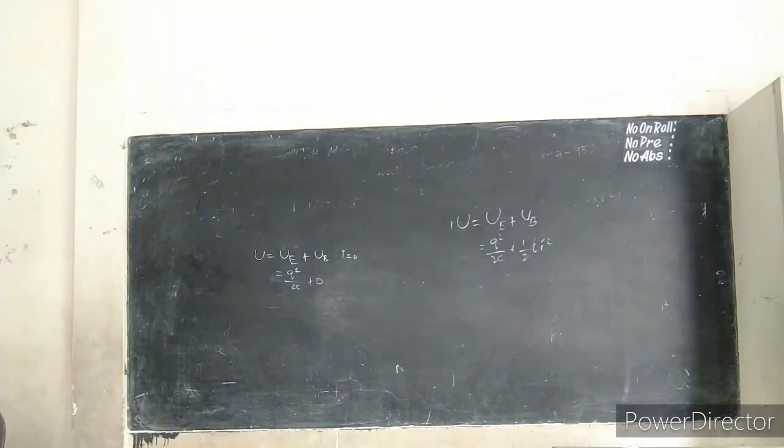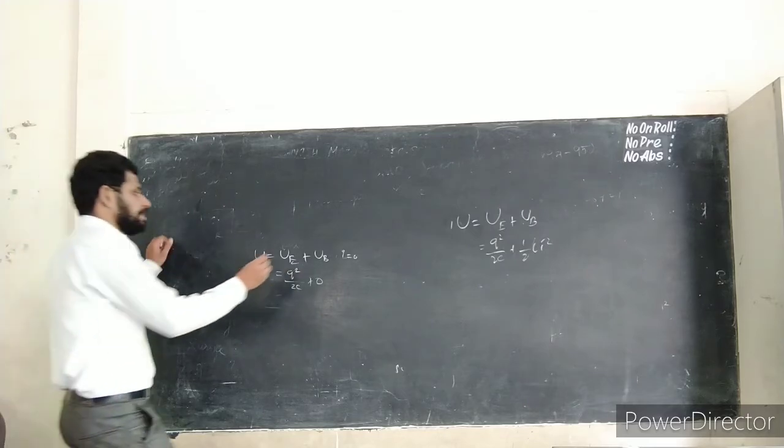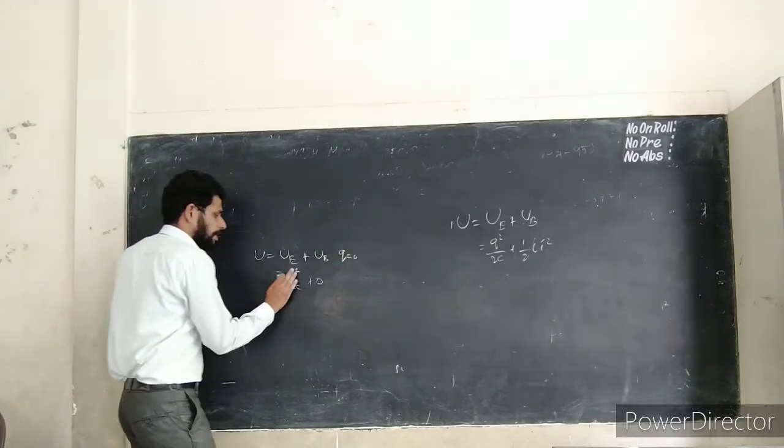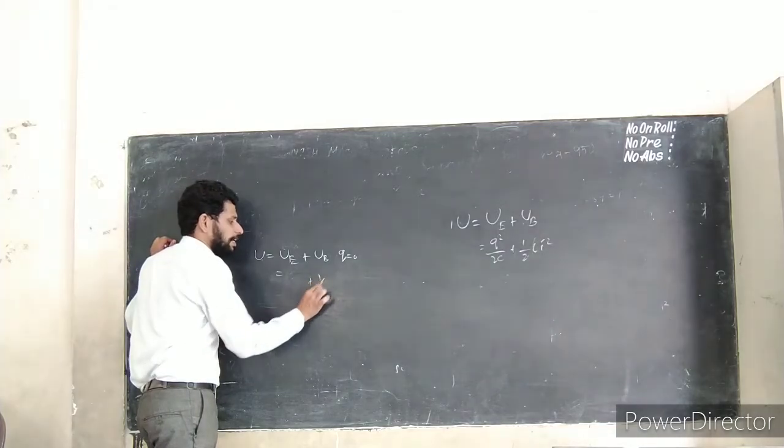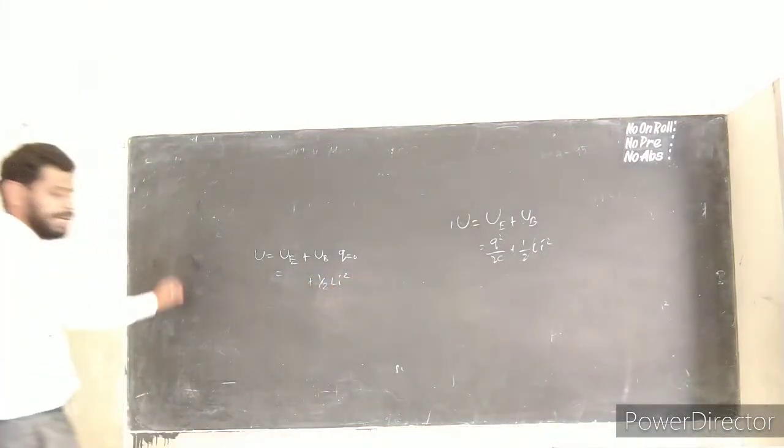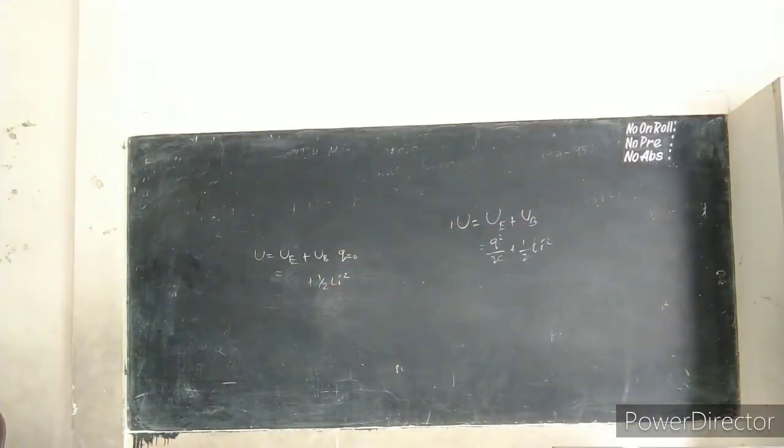When the charge equals 0, current will flow through the inductor. When Q equals 0, this term will be 0, and here we will get half L i squared. Maximum current flows through the circuit. So here also we can write Im equal to Qm by square root of LC, because I is the rate of change of charge.